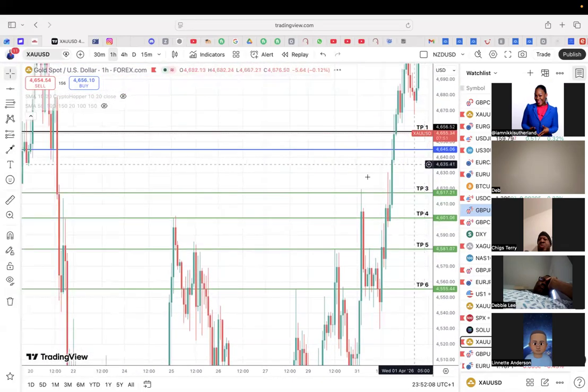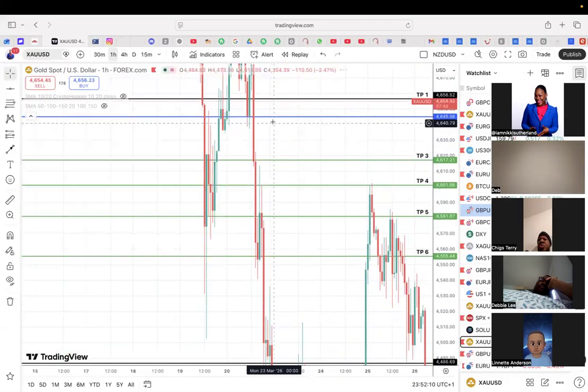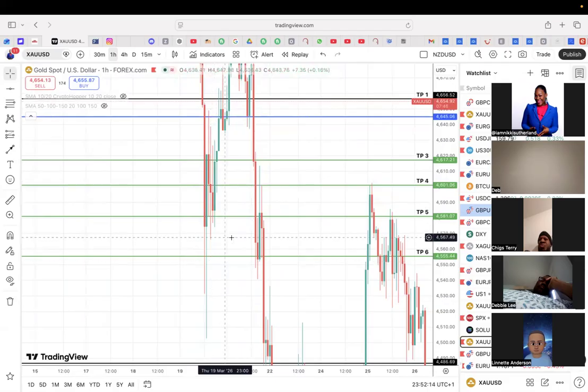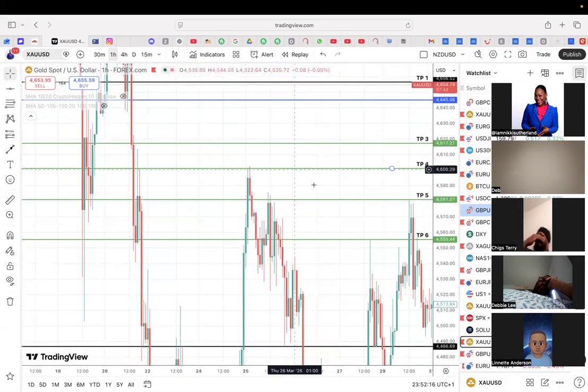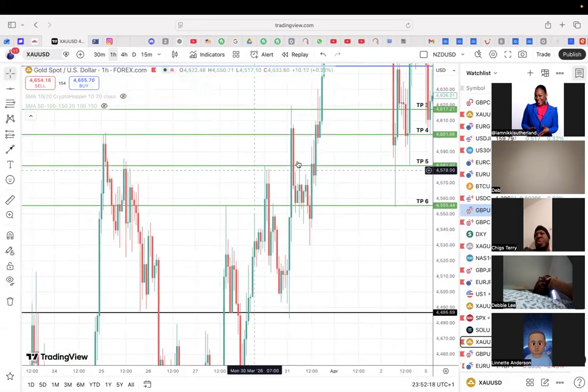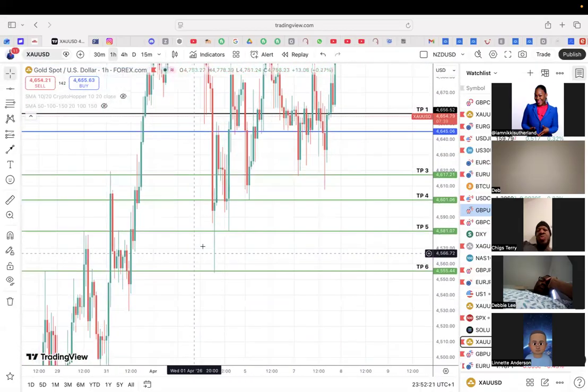Every time it's broken structure, look, we can go back. Broken structure, boom, it's hit there. Broken structure, boom, it's hit there. Every single time it's broken a structure, it has come down and hit your TP6 line. Every time.